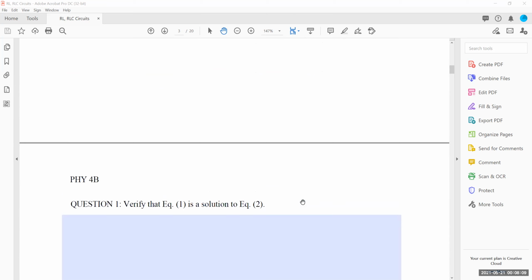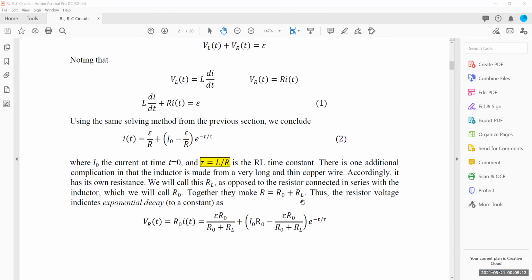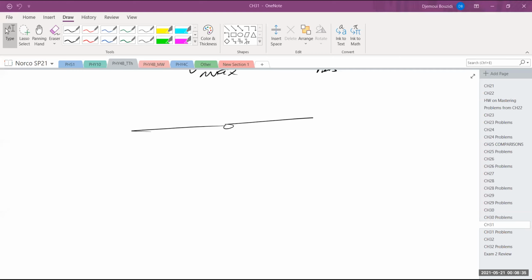Here is the first question. The first question is verify that equation 1 or equation 2 is a solution to equation 1, basically. So let me stop sharing the screen and show you how that is done. So stop share, and let me put my notes in here. And I'm in the Tuesday group. And this discussion is about the lab. So I'm going to come in here and share the screen again and bring my pen. And this is for the lab, of course.